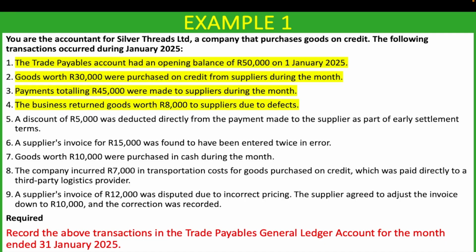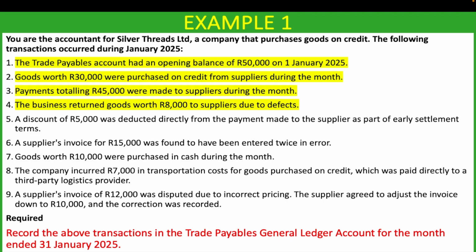As you can see, if you understand the principles, it's easy for you to do the general ledger account here, especially if you checked out the lessons I alluded to earlier, particularly the explanation on trade payables, as well as how we do T accounts, where we'll go into more detail on that. Otherwise, just checking out this lesson, I'm sure you should be getting an idea of how we go about completing it. Number 5, a discount of 5,000 rand was deducted directly from the payment made to the supplier as part of early settlement terms. And so what has happened here?